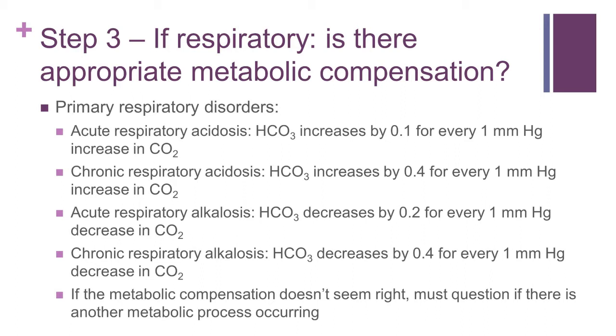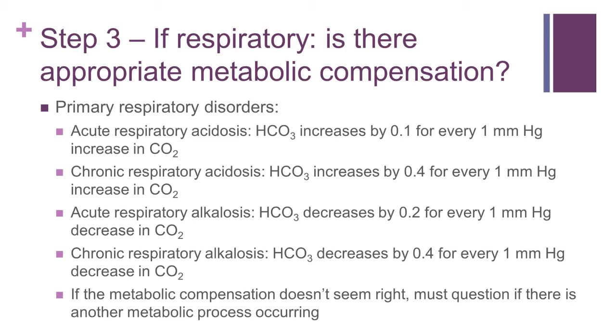As the respiratory acidosis persists, the kidneys act to retain bicarbonate to further compensate for the acidosis. This process takes about 3 to 5 days. So in a chronic process in which the kidneys have had more time to compensate, we should see a 0.4 increase in bicarb for every 1 millimeter mercury increase in CO2. So by assessing the extent of metabolic compensation for your patient's respiratory acidosis, you can develop a sense of whether the process is acute or chronic.